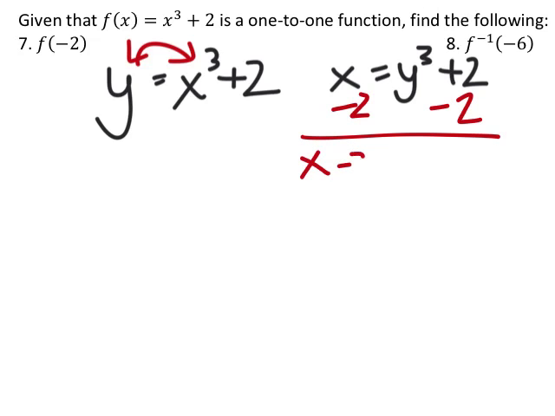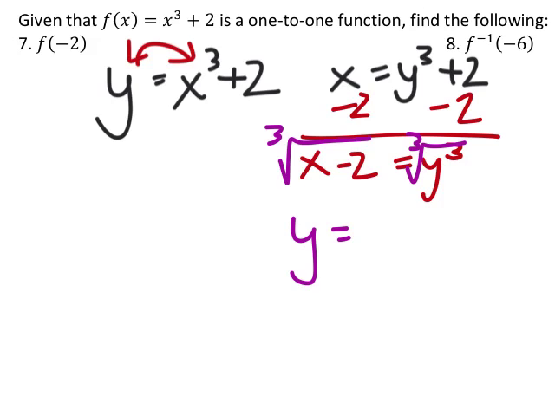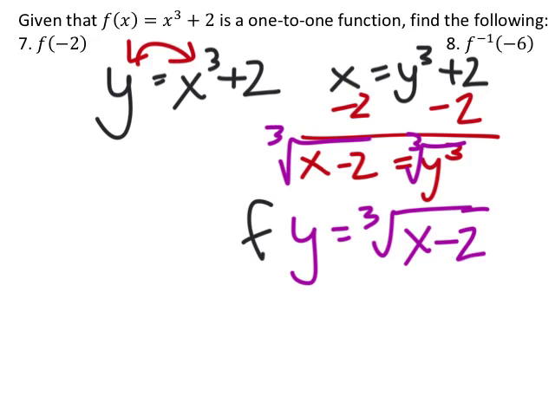So we'd have x minus 2 equals y cubed. You can use the principles of equality or switch the variables, whatever you need to do. From this point, we cube root both sides, and would end up finding that y is the cube root of x minus 2. But we're not finished, because this is the inverse function, so we'll write it in the correct notation like this.